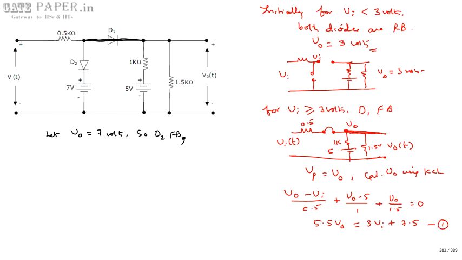Okay. And now D2 is also becoming forward biased. Whenever D2 becomes forward biased, at that time this 7 volts is going to appear over here. This will be constant because it is a reference voltage. That 7 volts makes this point V0 equal to 7 volts always. Okay, 7 volts constant. Whenever D2 becomes forward biased, V0 no longer increases. V0 will be stuck at 7 volts.